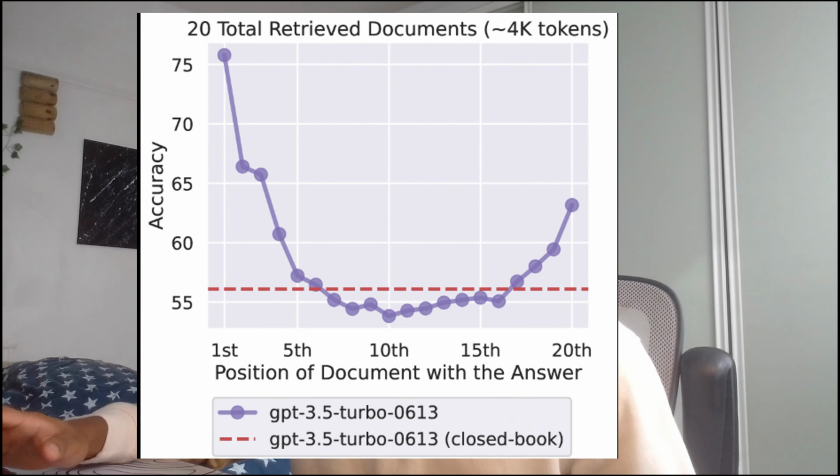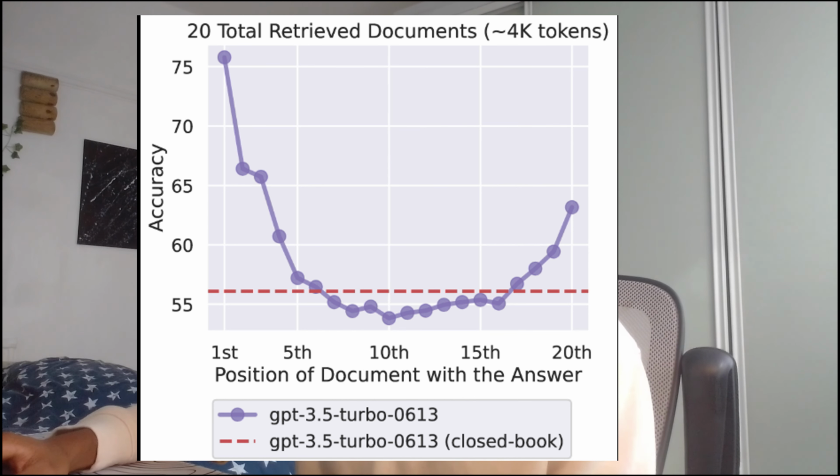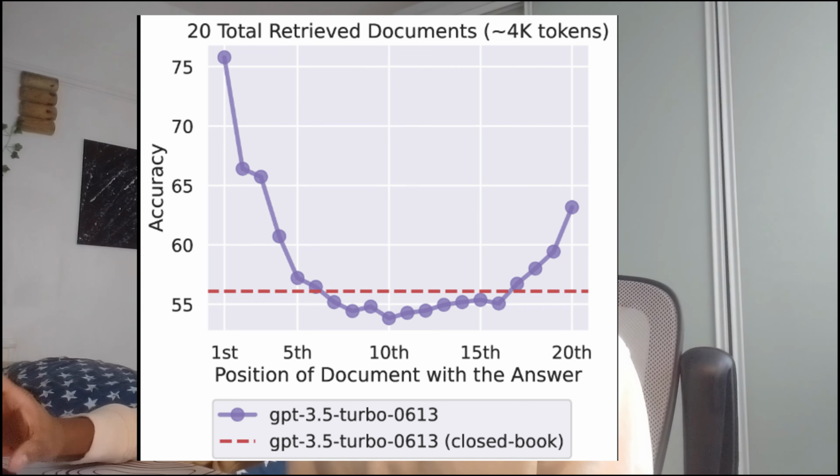So this is a graph that I found online, and you guys can see when you have the most important information in the first position, you have a high accuracy rate, but in the middle there's a low accuracy rate, and at the end there's a bit of an accuracy rate again. So that's why we use these kinds of techniques to improve the performance of your LLM.